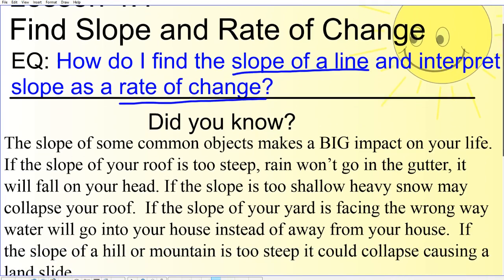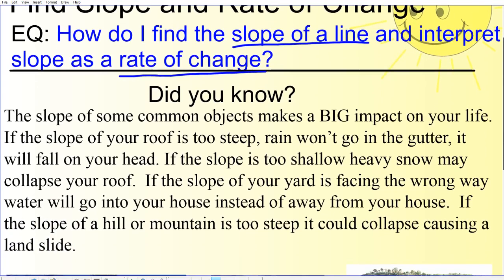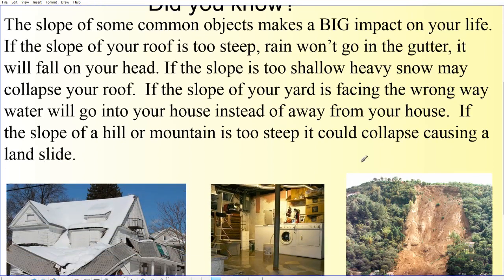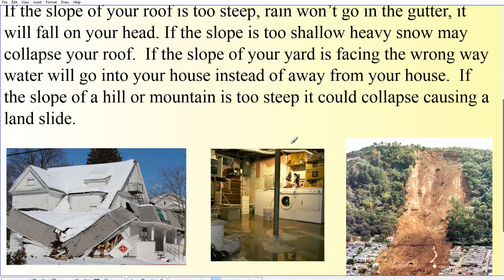Did you know that the slope of some common objects make a big impact on your life? For example, if the slope of the roof of your house is too steep, the rain won't go in the gutter, it'll just kind of fly right over across the top. If the slope is too shallow, so if the roof is mostly flat, then the snow in the wintertime may collapse a roof because it would just sit on top and that bad stuff happens.